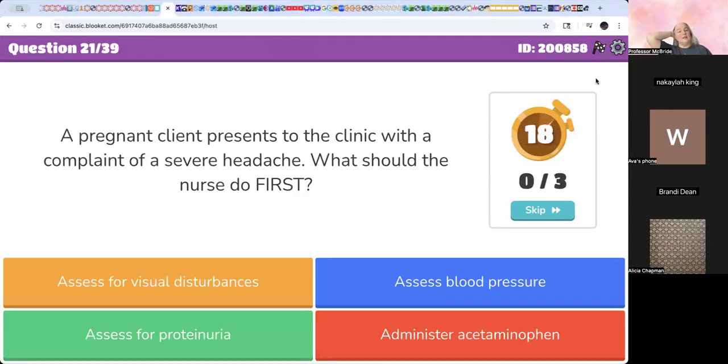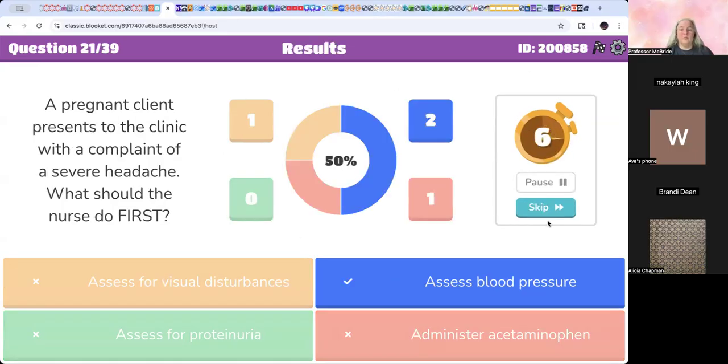A pregnant client presents to the clinic with complaints of a severe headache. What should we do first? Check her blood pressure first. Okay. Headache can be a sign of preeclampsia. Headache can be a sign that she's having a bad day. Headache by itself isn't necessarily concerning, but it is if she's developing preeclampsia, and a good way to know that is to take her blood pressure.